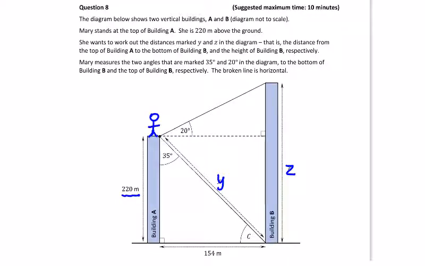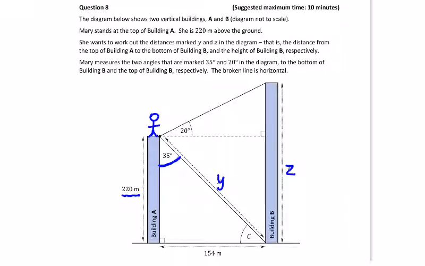That is the distance from the top of building A to the bottom of building B and the height of building B. So a lot of words here for a question that does not have a huge amount of work involved. Mary measures the two angles that are marked 35 and 20. She must hang off the side of this building in some way.